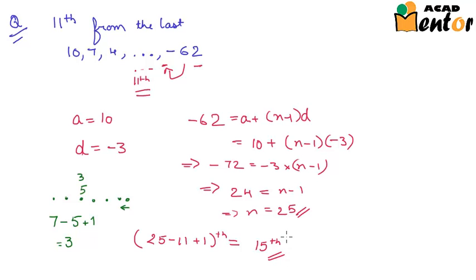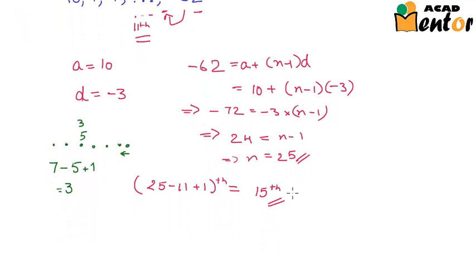Now can you find out the 15th term from the front? Yes, of course we can. Again, A15 would be equal to a, that is 10, plus (n minus 1), where n is 15, so 15 minus 1 would be 14, multiplied by d, the common difference, that is negative 3. Now A15 is equal to 10 minus 42, which is further equal to minus 32. So that's your 11th term from the back.